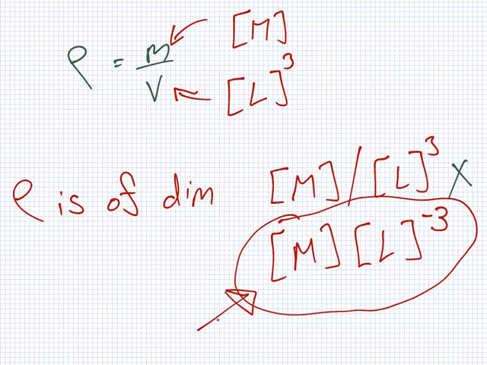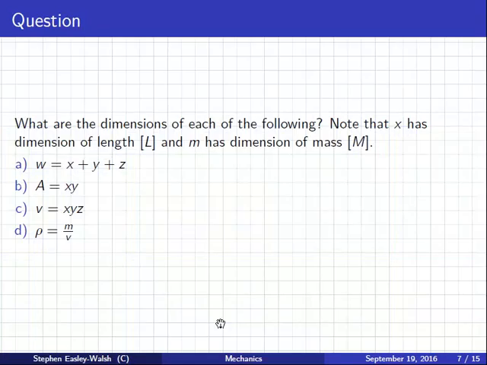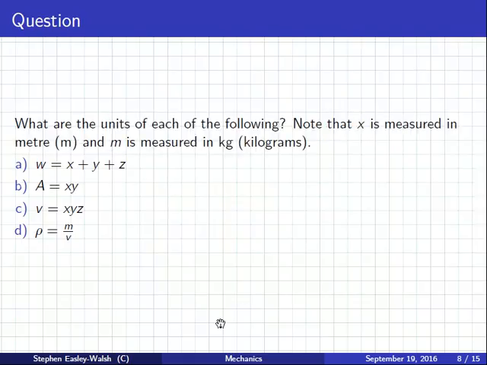Okay. Continue. So what I want you to do next, same questions, except this time tell me what the units are for each. So beside each answer you have, just write down what the units are.